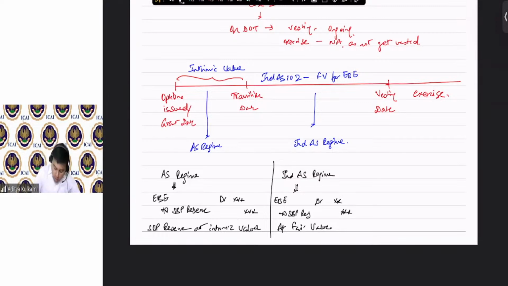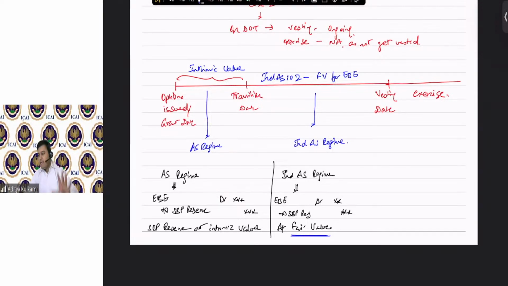Now, what is this fair value? Which day's fair value do you look at? You tell me. Ind AS 102 you have studied. Which fair value do you take? Fair value on the grant date, fair value on the transition date, or do you revise the fair value year after year? Do you do that for stock options? Which fair value do you take?